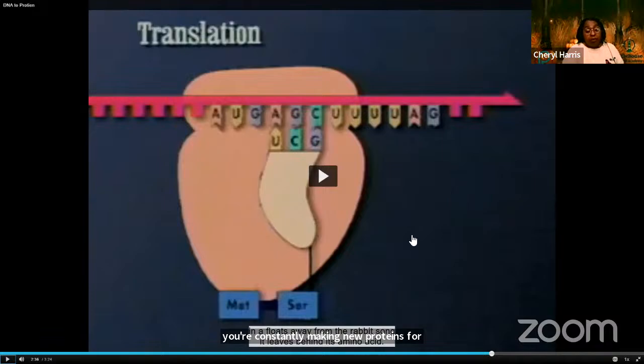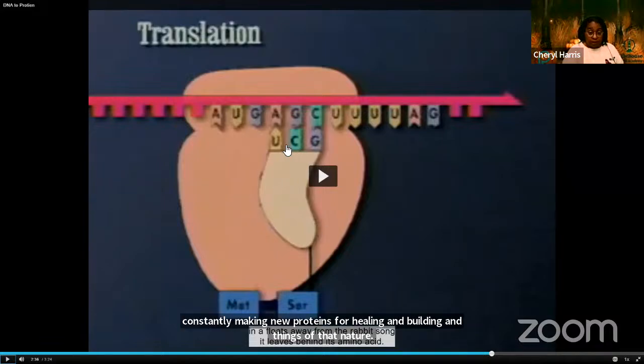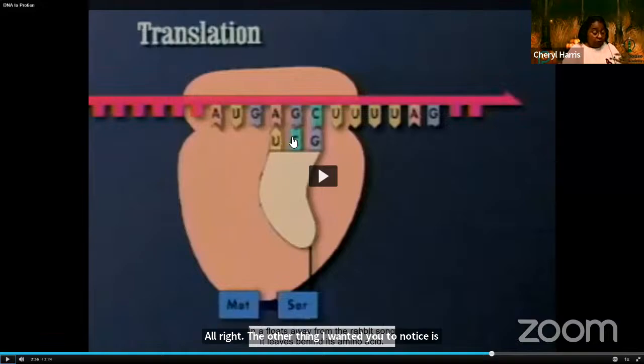All right. The other thing I wanted you to notice is that she mentioned triplets. So even though we have this long chain of bases, our A, G, U and C, the messenger RNA only reads them 3 at a time. Okay, so we call that a triplet code. So every 3 bases represents 1 amino acid.